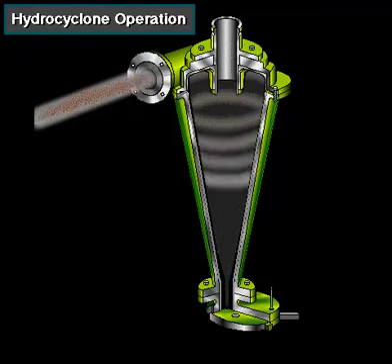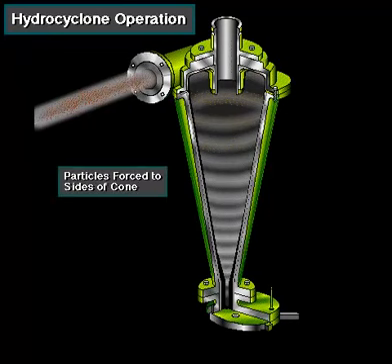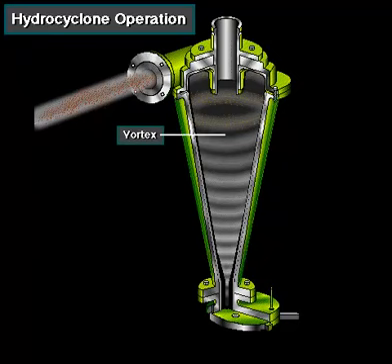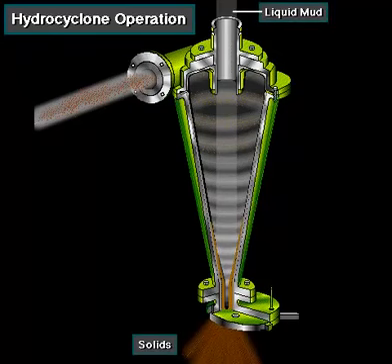Inside the cone, mud enters from the side and spirals down. This movement flings the solids to the side. The spiraling action creates a vortex in the center, somewhat like a tornado. It is an area of lower pressure, so the vortex sucks the liquid mud up through the center and out through the top of the cone. Meanwhile, the solids slide down the side and out the bottom of the cone.